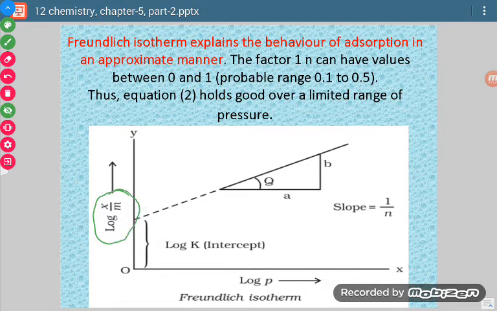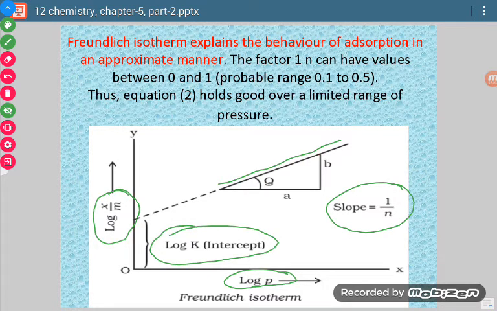Now see, if we plot the graph which we just mentioned, with log x/m on the y-axis and log p on the x-axis, then we get this straight line. Whatever is the slope, that value is equal to 1/n, and whatever intercept we get, that value is equal to log k. The factor 1/n can have values between 0 and 1, and practically it is from 0.1 to 0.5.